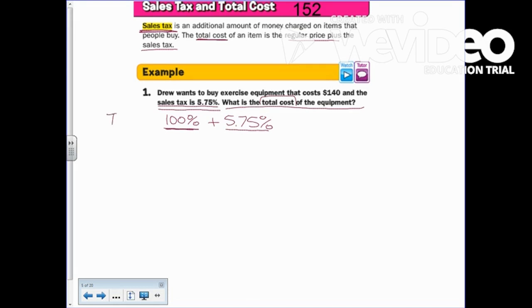So the total percentage rate is 100 plus 5.75, or 105.75%. I need to turn that into a decimal before I do this problem. And so I'm going to move the decimal point back 2 places, and that's going to give me 1.0575. Yes, it is a big decimal, and yes, you must use the whole thing.